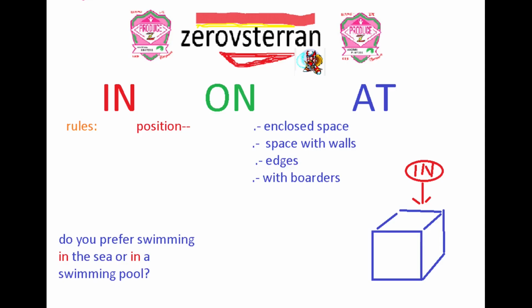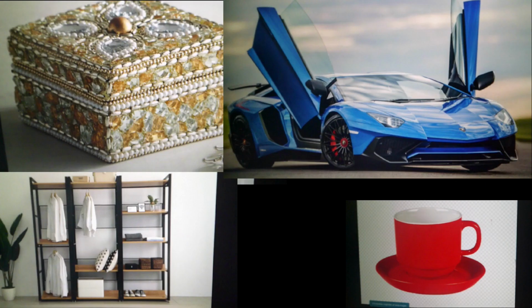Thanks for listening. But let's have a look now at some very common situations where we always use in, on, or at in English. Talking about position, when we have an enclosed space, a space with walls, edges, with borders, like a box, we use the preposition in. Examples: I'm sitting in my car. The toy is in the box. My clothes are in the wardrobe. Question: is there any tea in that cup?